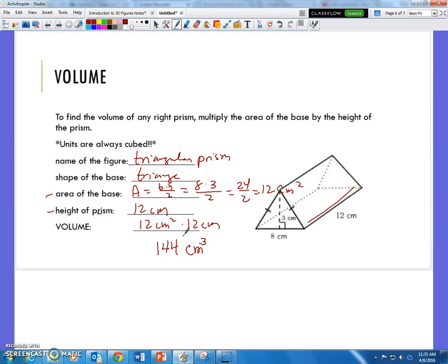All right, so that's it for today. It's a little lesson on volume. Remember, the area of the base just depends on what shape the base is. And that's all for today.